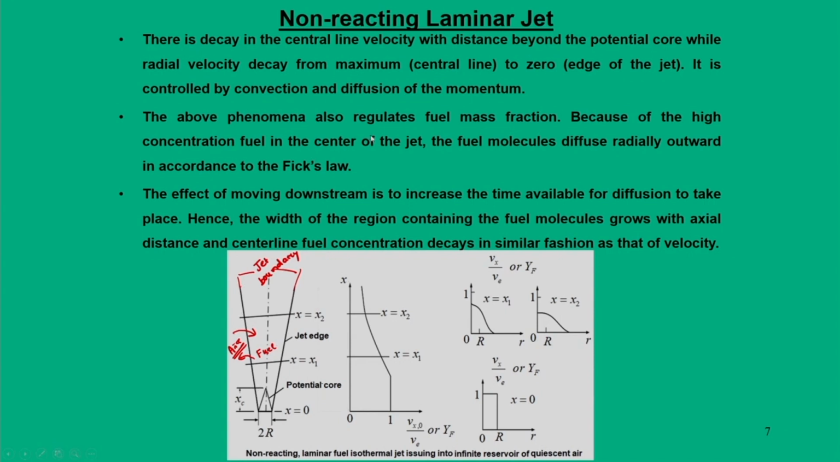Again, while talking about the fuel mass fractions, it is known that because of the high concentration of fuel in the center of the jet, the fuel molecules try to diffuse outwards, following Fick's law. The effect of moving downstream is to increase the time available for diffusion to take place, and through this process the width of the region of fuel molecules grows with axial distance, and the central line fuel concentration decays in a similar manner to the fuel velocity. So, basically both velocity and fuel mass fraction, or fuel concentration, decay.